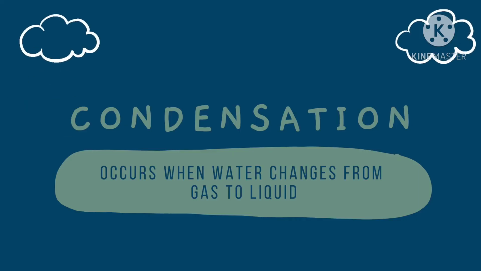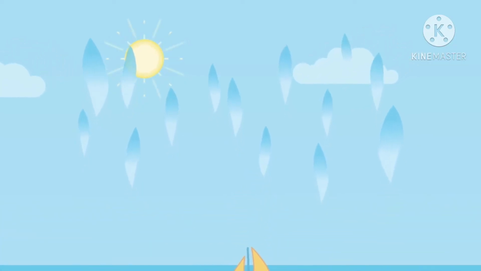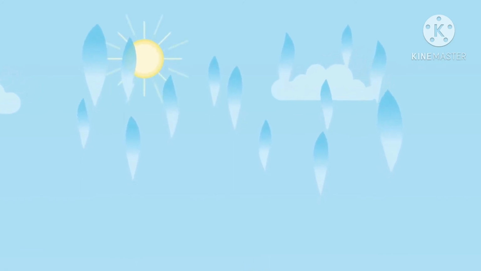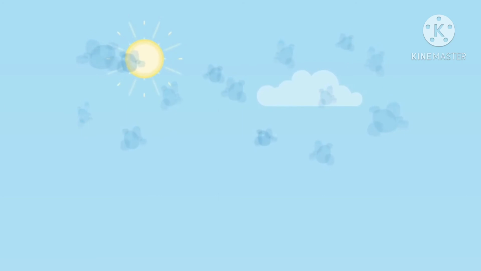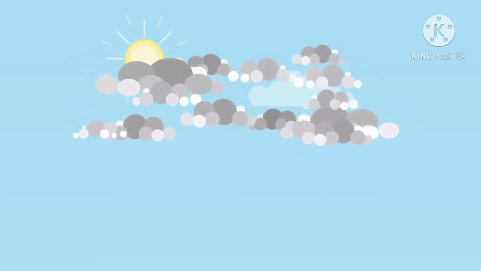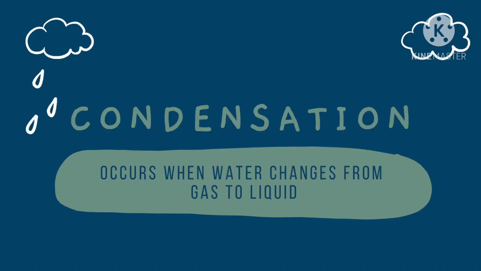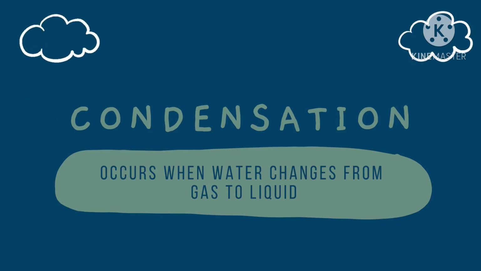Condensation occurs when water changes from gas to liquid. For example, as the water vapor moves higher and higher into the sky, it starts to cool down, turning back into tiny droplets of liquid water. This is known as condensation, and is what causes clouds to form. So, a gas can become a liquid.